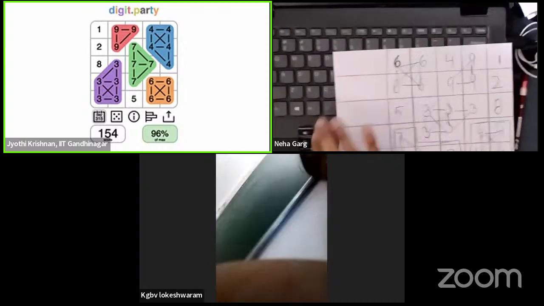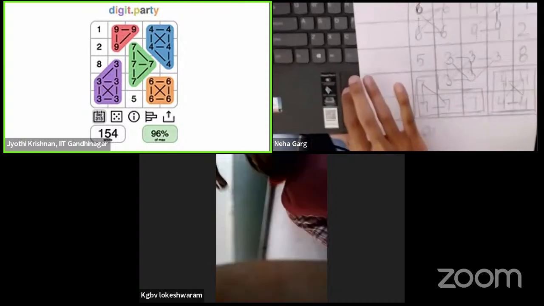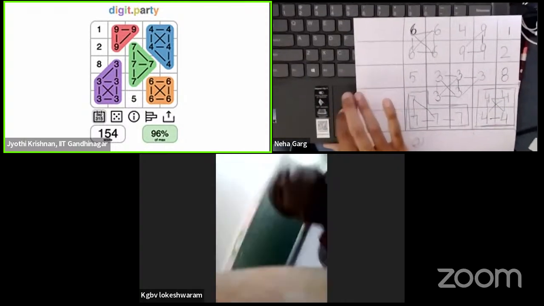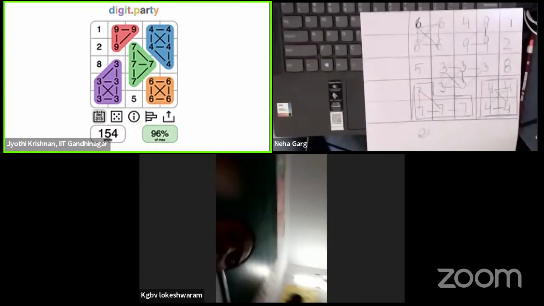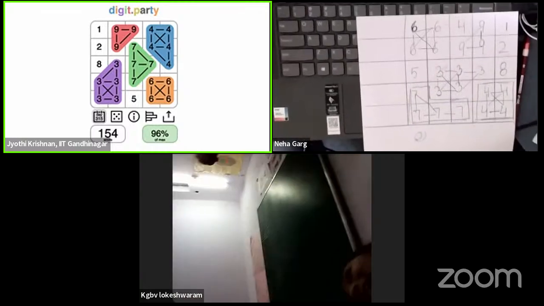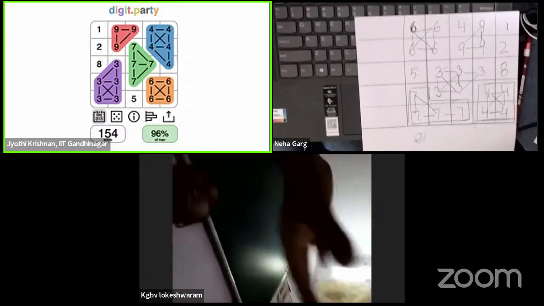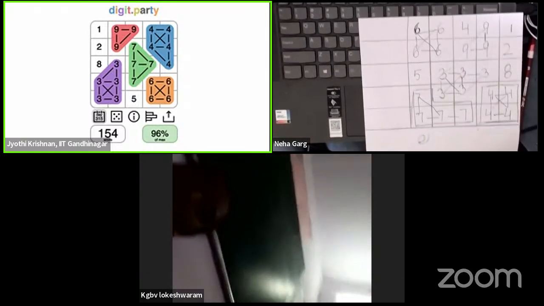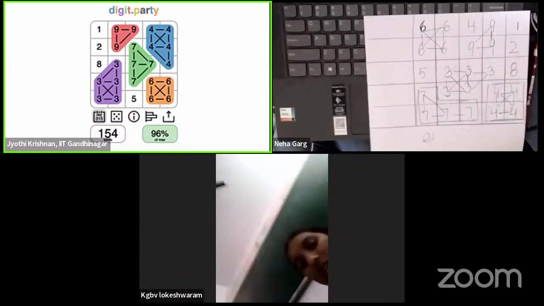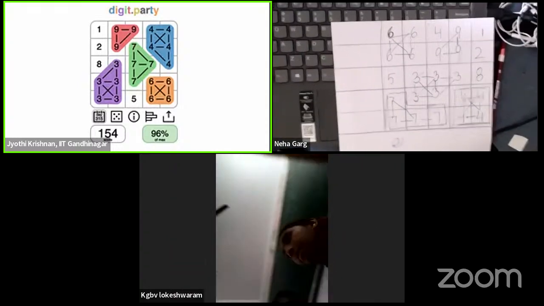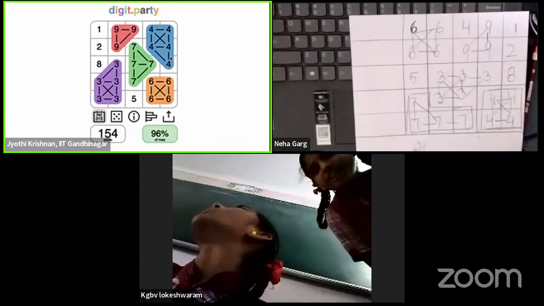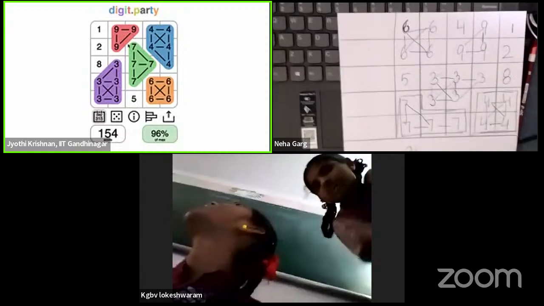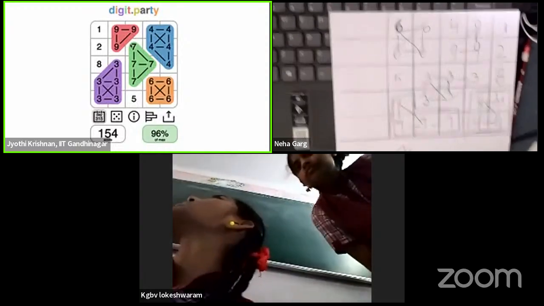Okay. My total score is 154. The question is, what is Neha's total score? Okay, so the question is what is the difference between the links that I made and the links that Neha made? And we said that it was 2 links difference in 4 and 1 link difference in the 7 pattern.